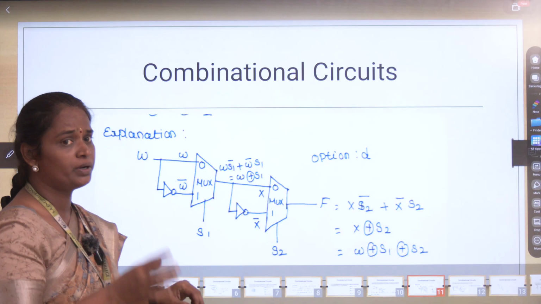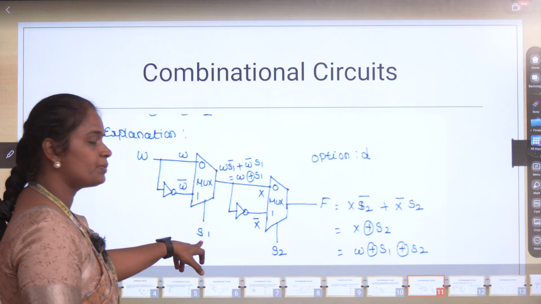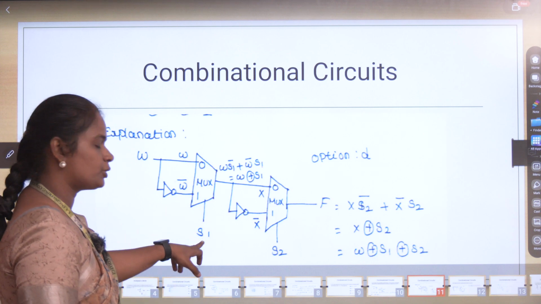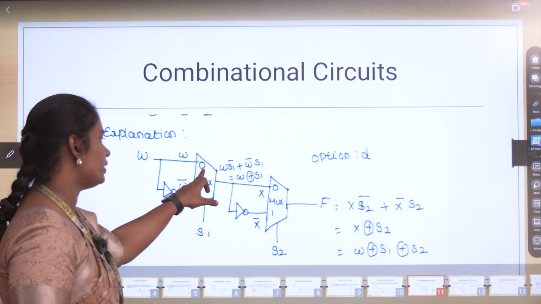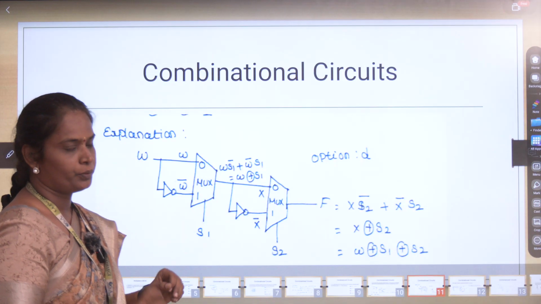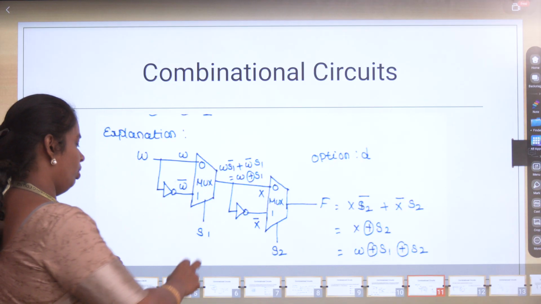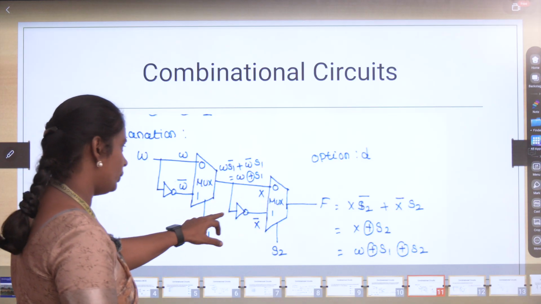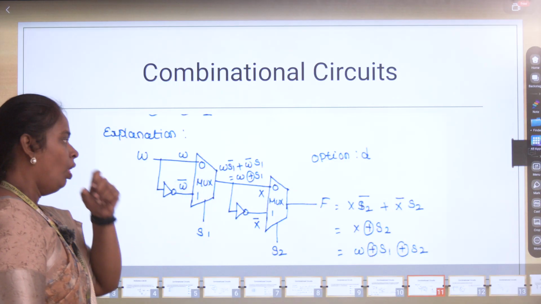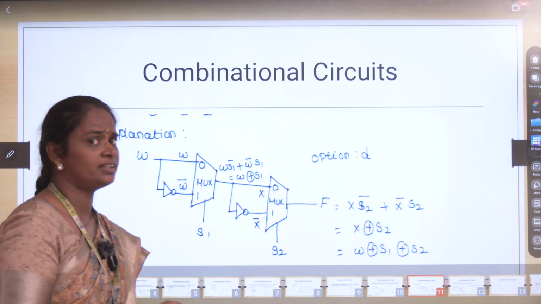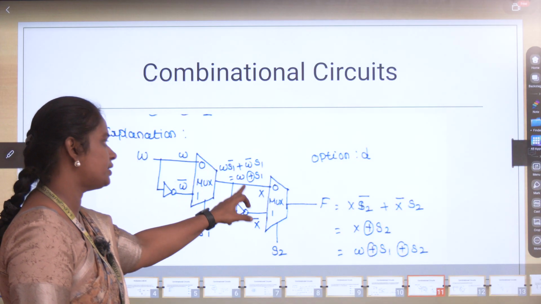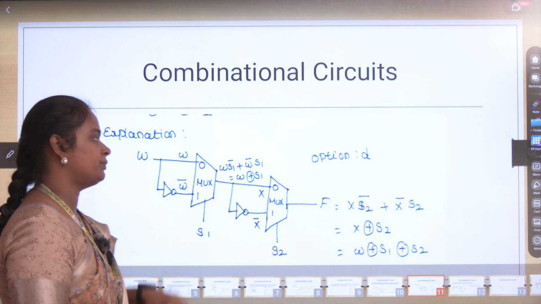First we can write the output equation of the first multiplexer. Depending upon the selection line only, the output will be decided. If S1 is equal to 0, W will be connected with the output. If it is 1, W bar is connected with the output. Let this output be X. X is equal to W S1 bar plus W bar into S1. This is nothing but the XOR gate of W and S1. So we can write X is equal to W XOR S1.